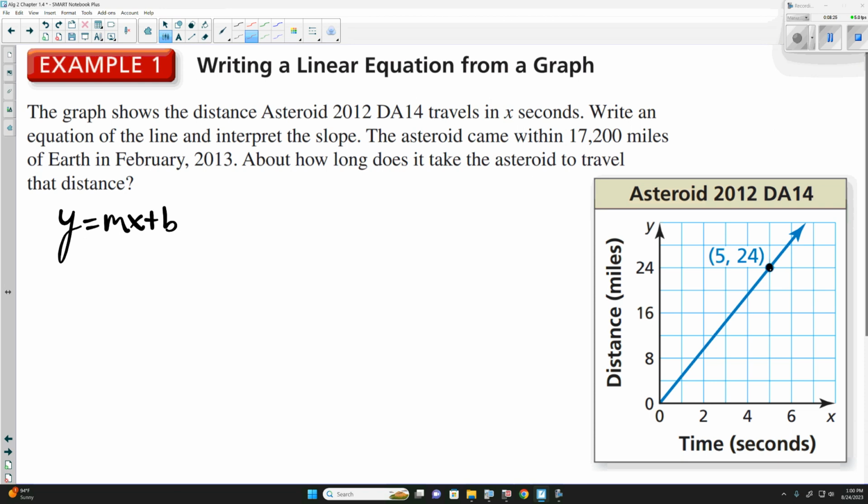0, 0. So we do have 2 points. One is 524, the other is 0, 0, which also means that the y-intercept is what? The point 0, 0. So the y-intercept's value is 0, which is helpful because it means for this equation here, the value b is 0.